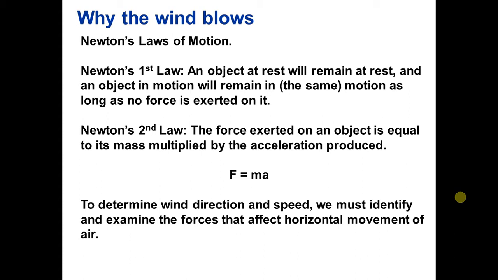Newton's second law says that the force exerted on an object is equal to its mass multiplied by the acceleration produced. F equals ma. Very well-known law in physics. So basically, in order to accelerate, which means to speed up, slow down, or change direction, a force needs to be applied.